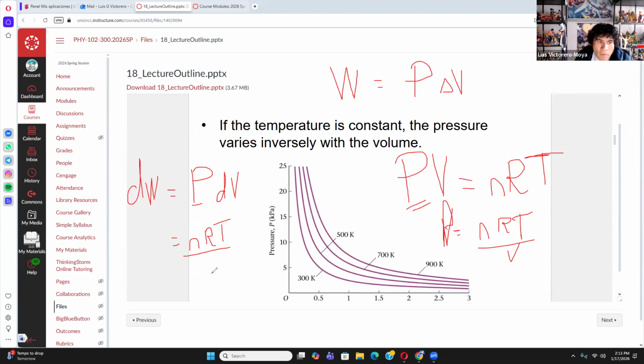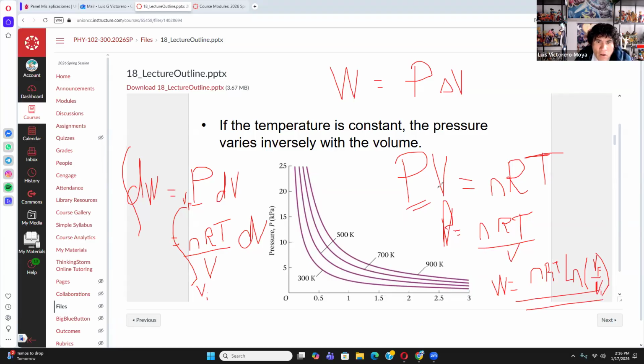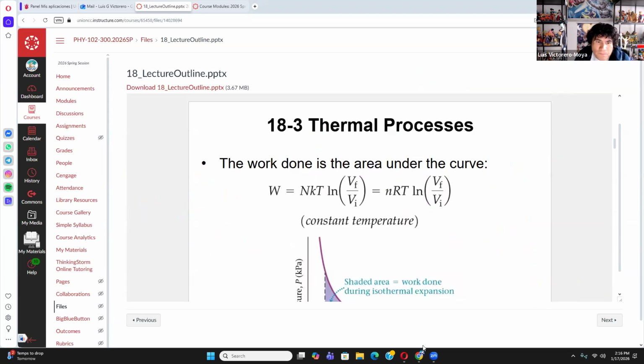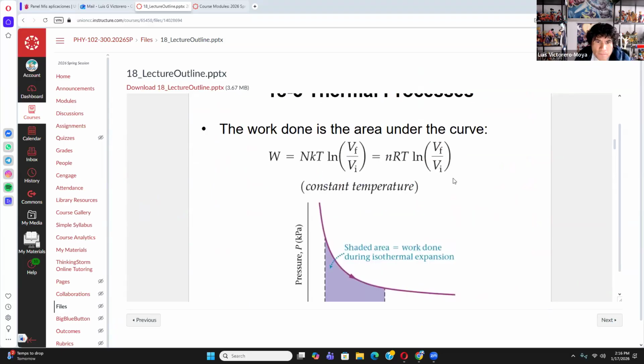So you put in here nRT over V dV, and you basically integrate from initial volume to final volume, so if you integrate on both sides, of course, you get work equals nRT natural log of V final over V initial. Now, I don't expect you guys to do the calculus here, but at least use the equation. So the work depends on the natural log, right? That's because of this calculus I just did. Here's the equation now. Okay, the area under the curve is this.